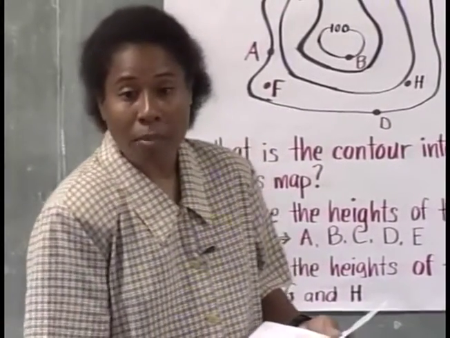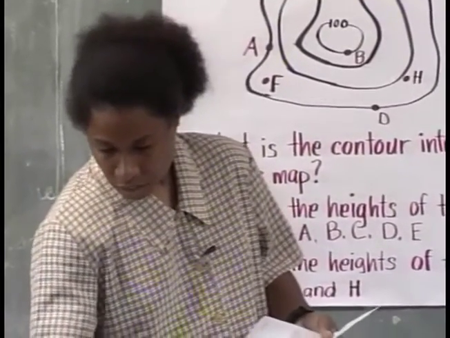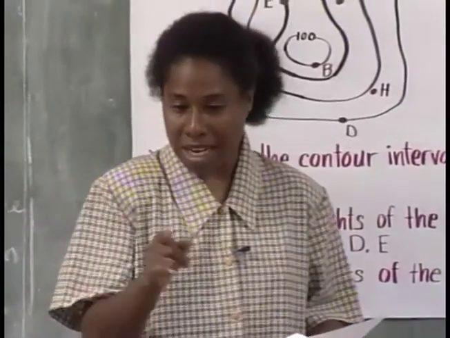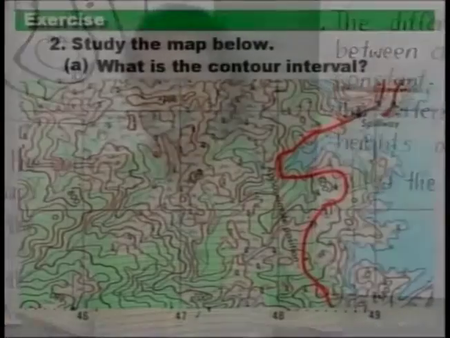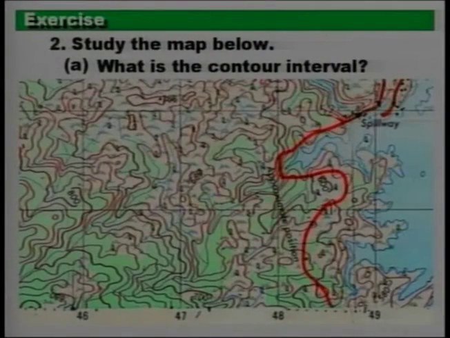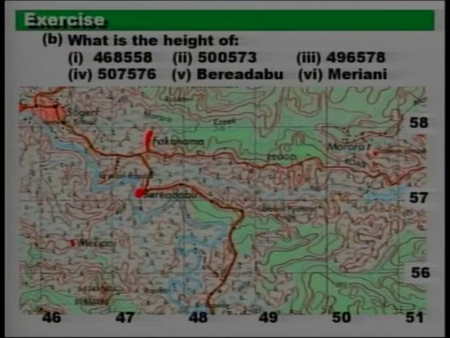So referring to that contour map, the map of Sogeri, what I'd like you to do now is study that map, and tell me what is the contour interval of that map. That's question one. Can you make note of that quickly? Question number one, what is the contour interval of that map, the map of Sogeri? Question two, using the map of Sogeri again, find the heights of the following places.